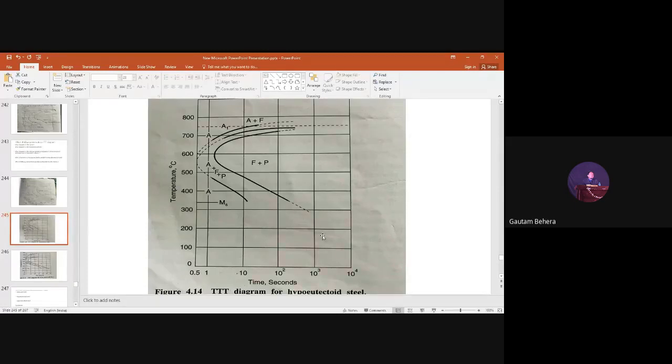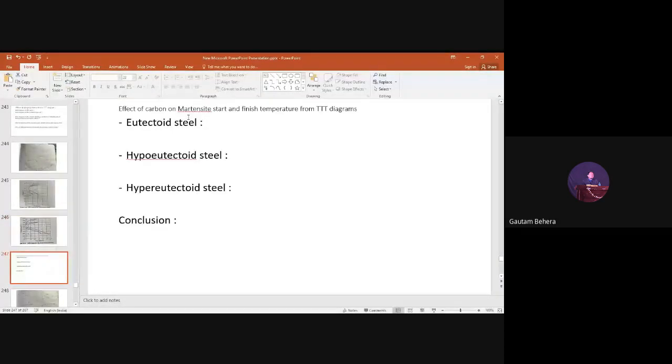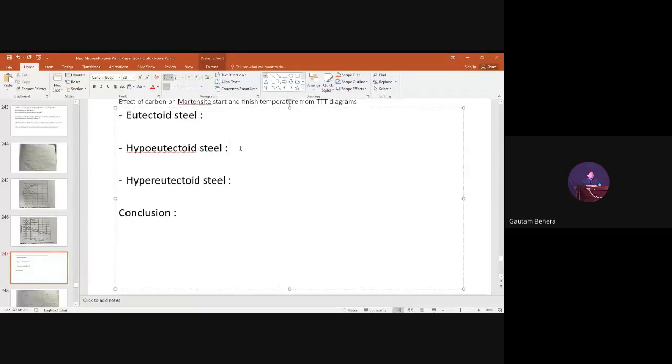Anyways, for hypoeutectoid steel, 340. 340 nearly. Yeah, very good. And for hypereutectoid steel, it is 180 or 190. Okay, fine. Anyway, so I should write here. These are the approximate values. These are not the exact values. So for eutectoid steel, in eutectoid steel, it was nearly 230 to 240.